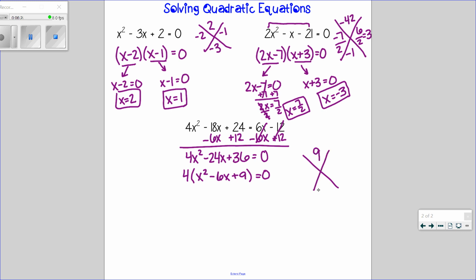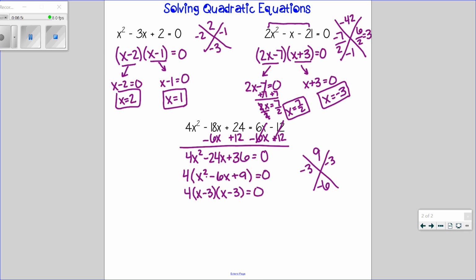So my 9 goes in front, my negative 6 on the bottom. So my two numbers are going to be negative 3 and negative 3. And it doesn't look like there's anything in front to divide by. So my factor, or my equation with my factors, would be x minus 3 and x minus 3. And then let's not forget our 4 in front.